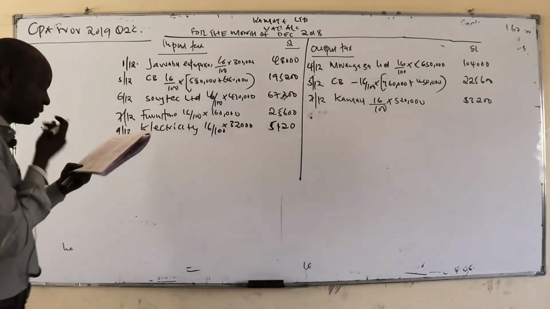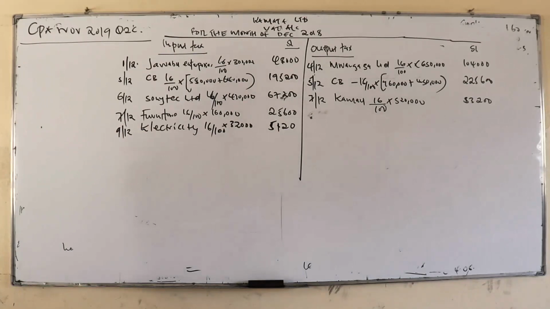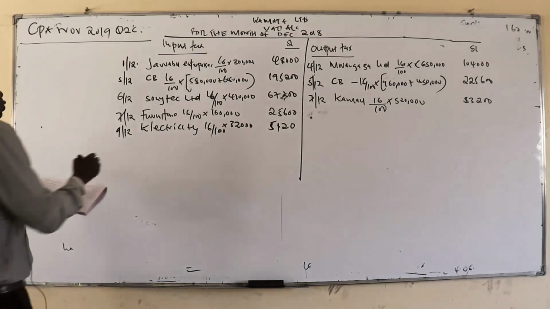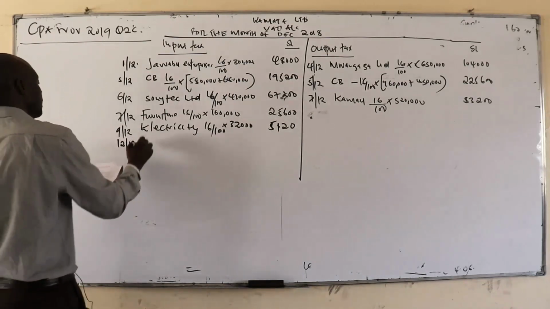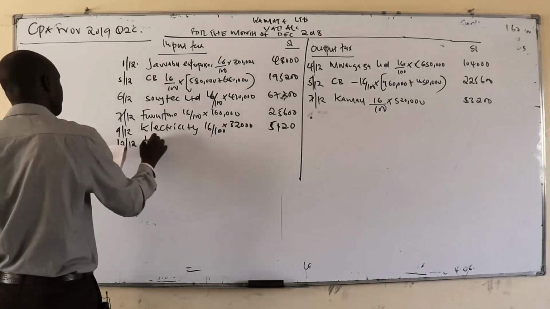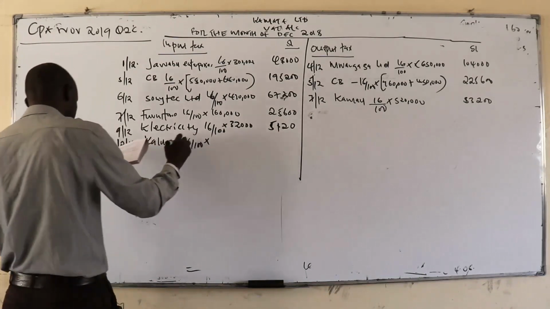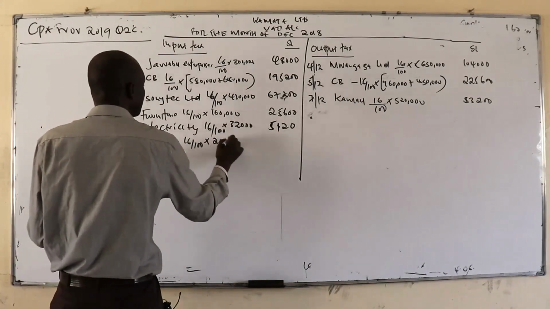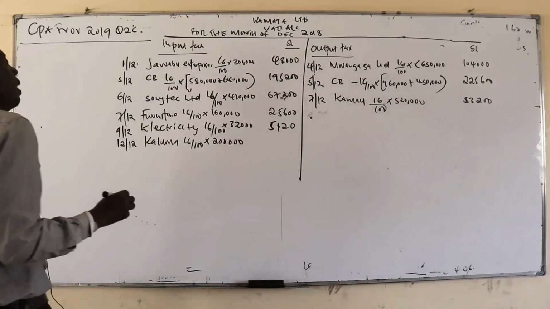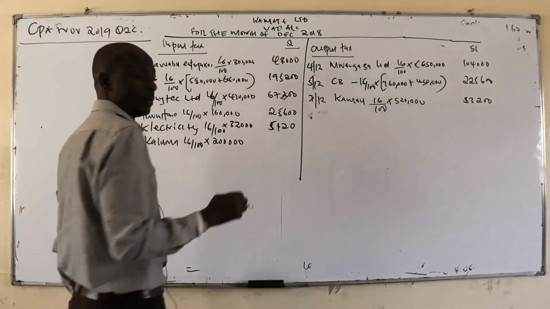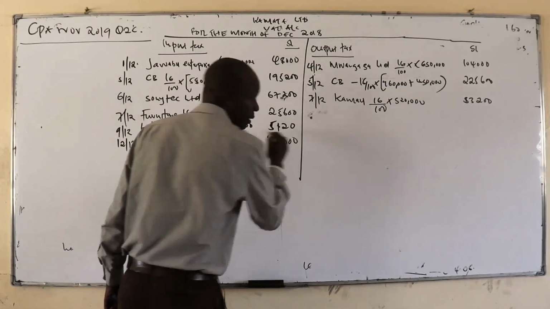The next date after the ninth. There is the 12th, what happened? Kaluma. So 12th of Kaluma, isn't it? 16 out of 100 times 200,000. How much does it come to? 32,000. 32,000. Next.